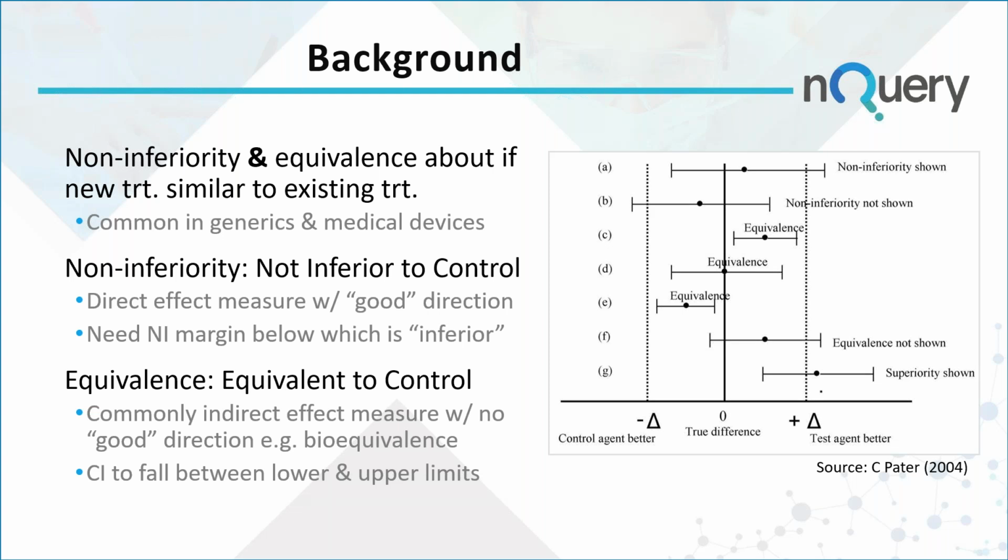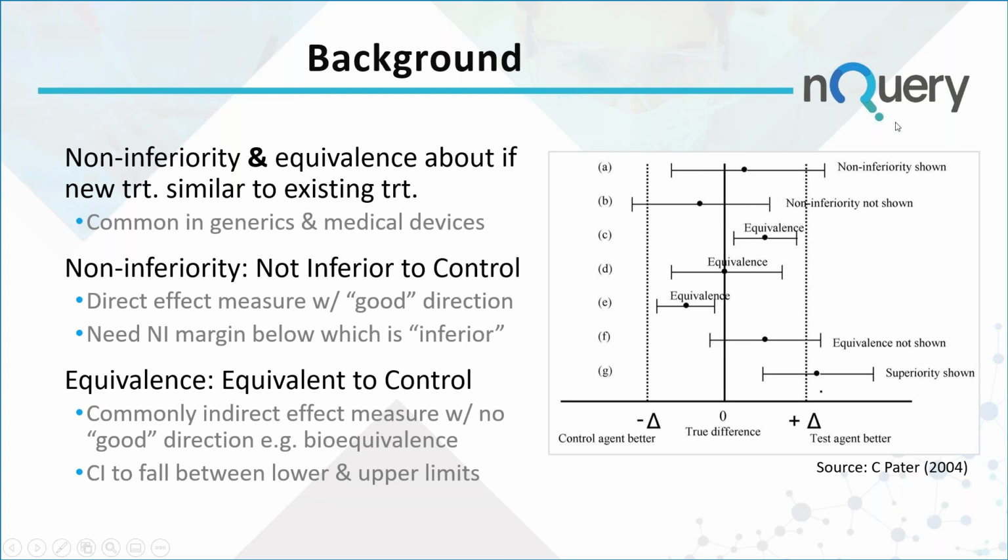And typically the way this is talked about is that the confidence interval would fall between these lower and upper limits. We'll talk about the hypothesis testing equivalent in the relevant section. So I think the main takeaway here is this nice graph of what these hypotheses look like. You can see that case A is non-inferior in the sense that it is above this non-inferiority margin completely. So the confidence interval is fully above that.